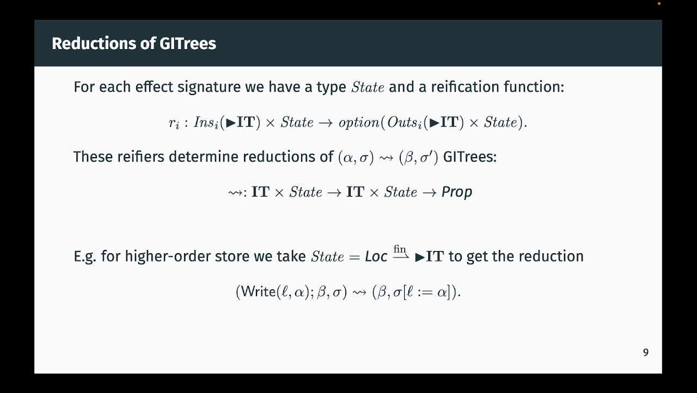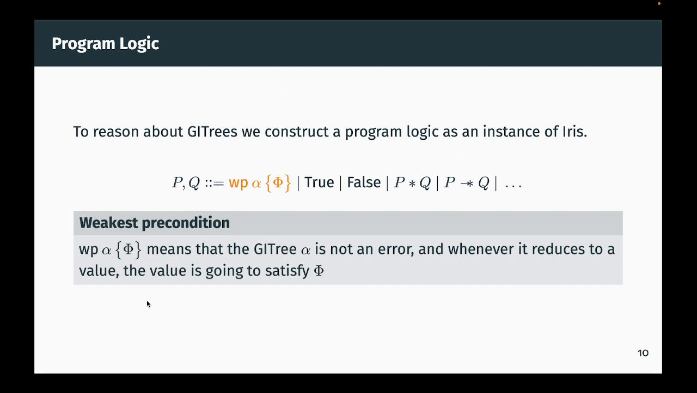Okay, so this gives us the semantics of guarded interaction trees, and we actually want to reason about the semantics, to reason about the behavior. And my favorite way of doing this is through making a program logic. So more specifically, what we do is we make a separation logic for guarded interaction trees based on Iris.